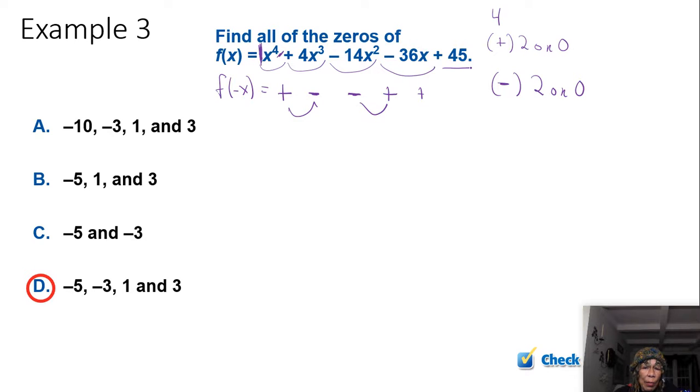I just need to factor my constant term, and all the factors of 45 are 1 and 45. 2 doesn't work, 3 and 15. 4 doesn't work, but 5 does, 5 and 9. 6, 7, 8. Okay, so that's it. So that's all my possibilities. Now, I do need to know that those are all positive and negative.